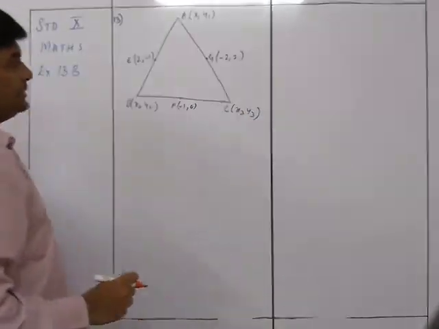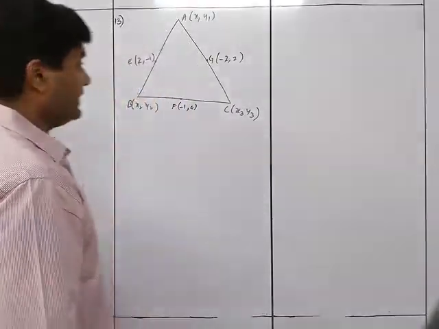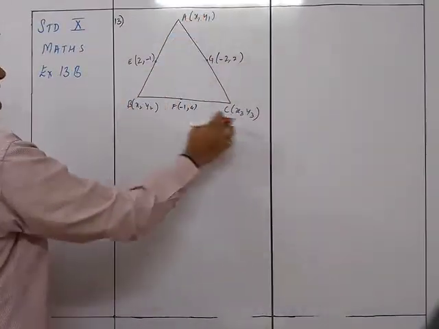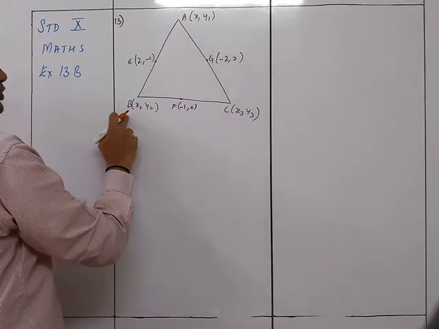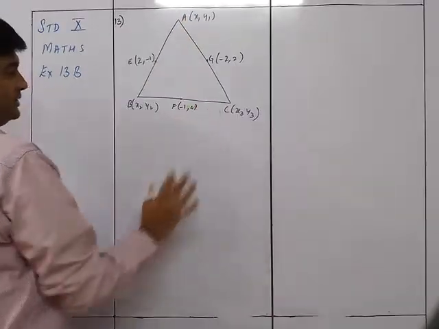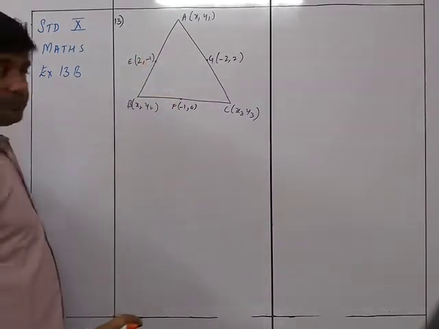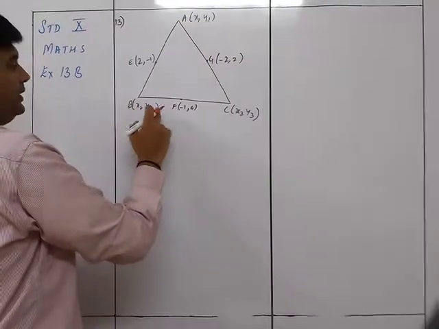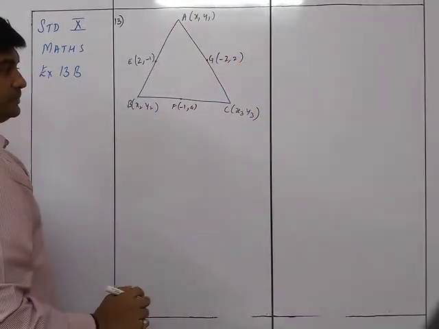So they are the midpoints of the triangle. Find the vertices. Means I need to find out x1 y1 of A, x2 y2 of B, and x3 y3 of C. This is what I need to find out when the midpoints are given to me. So that means E is the midpoint of AB, F is the midpoint of BC, and G is the midpoint of AC.